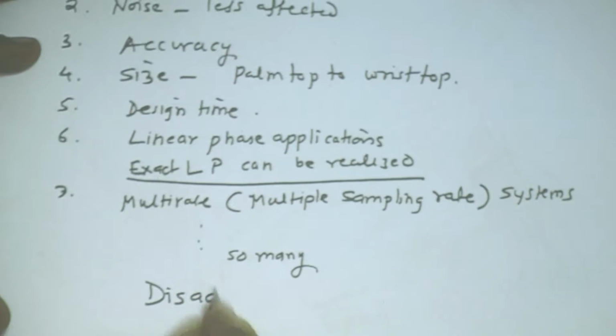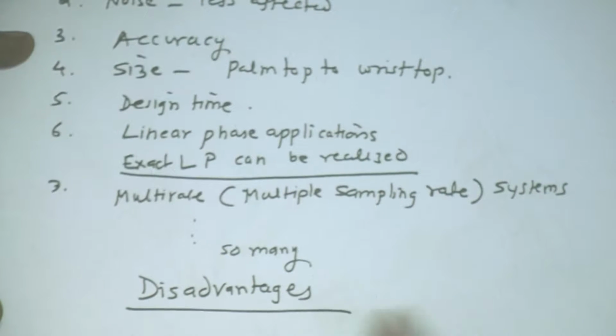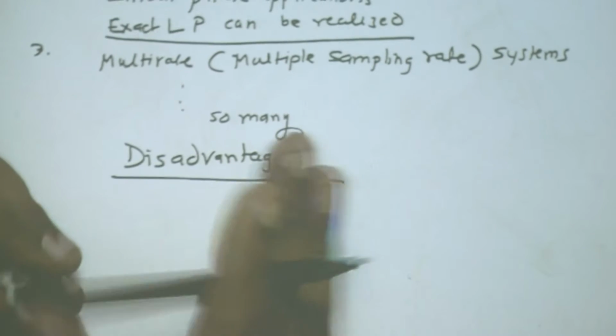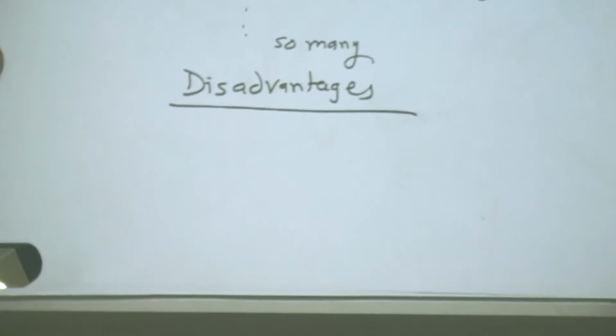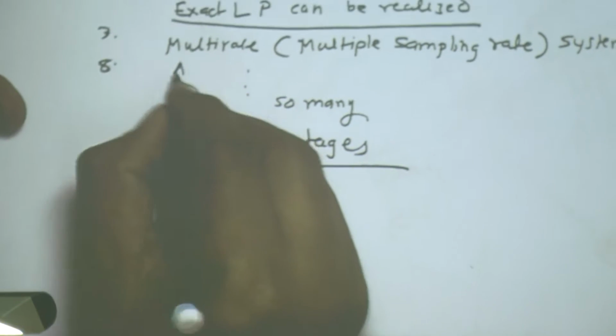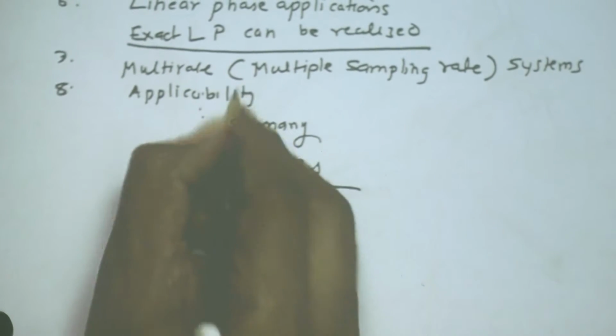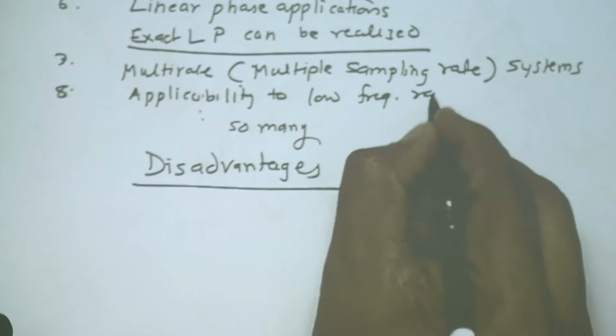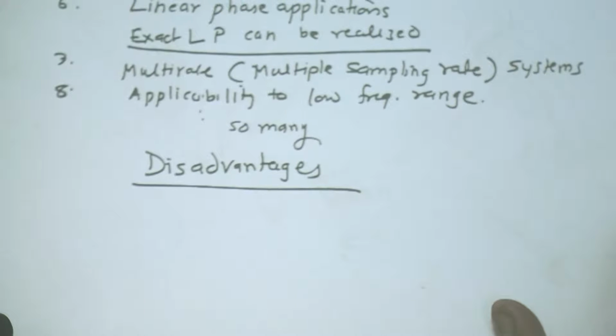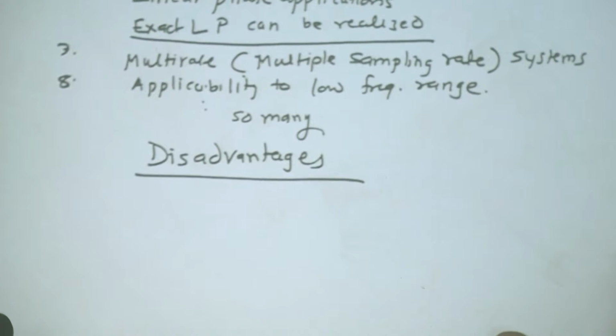Now what are the disadvantages? Every advantage comes with a disadvantage as well. So many, there is one more: applicability to low frequency range. Applicability to very low frequency signals, something like biomedical signals or seismograms, which are very, very low frequency signals. These can be processed easily by using discrete time systems. Before going to disadvantages, let us see what a discrete time system is.